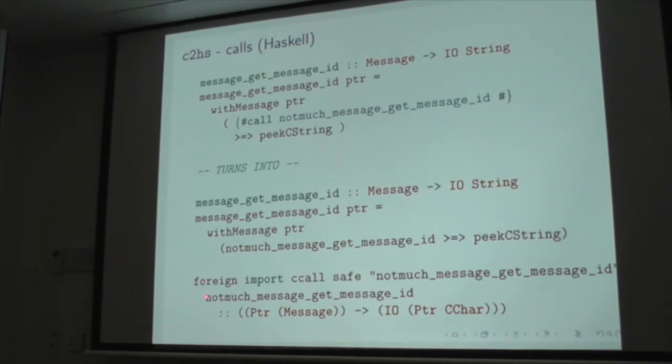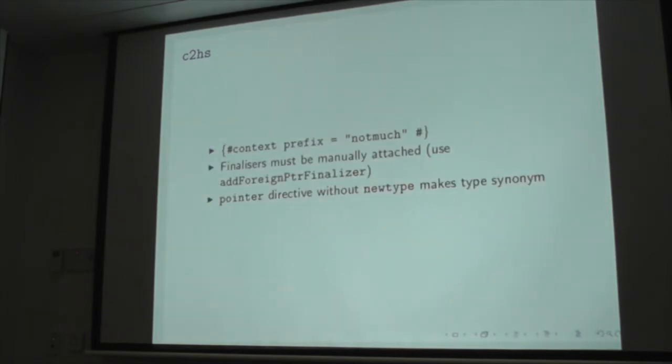So we didn't have to write this. Basically, C2HS took care of that for us because we just referenced the name of the function here in this call directive. And it says, okay, it looks in the header file, oh, I see the function you're calling, I will write the foreign import declaration for you. So it just avoids a bit of boilerplate. There's a few other tricks.